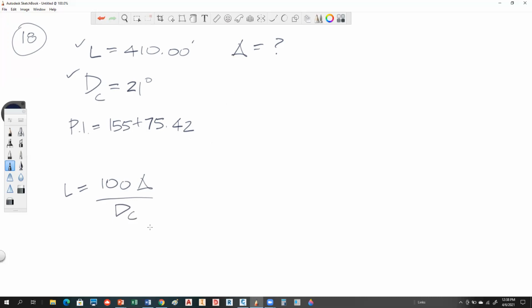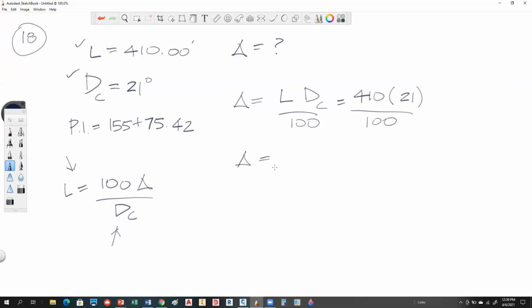I think so. Absolutely. Look, we've got this given, right? We've got that given, and that's a constant. So we can solve this for delta by saying that that would be L times degree of curve divided by 100. Did I do my algebra right there, everybody? Yeah. Okay, so what's that say? L is 410 feet times degree of curve, which happens to be a nice even 21 degrees divided by 100.